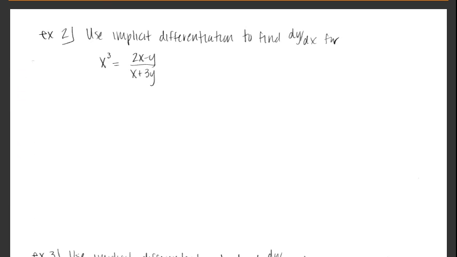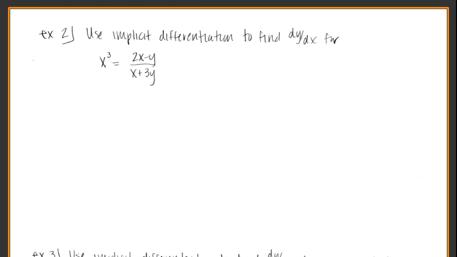Okay, going on to example 2. Let's use implicit differentiation again to find dy/dx for the following function. Starting out, let's take the derivative of the left side, so it'd be 3x squared dy/dx, dx/dx, because the variable in this part right here is the x.